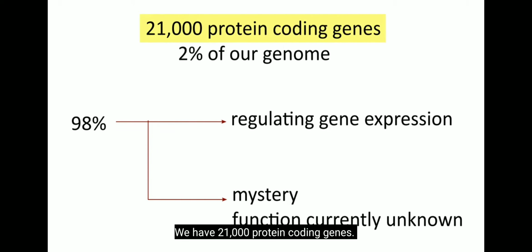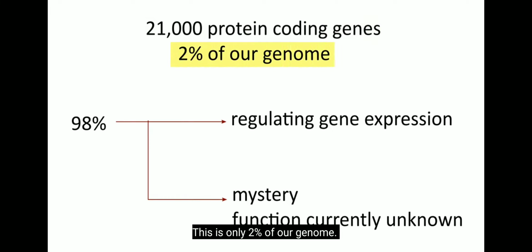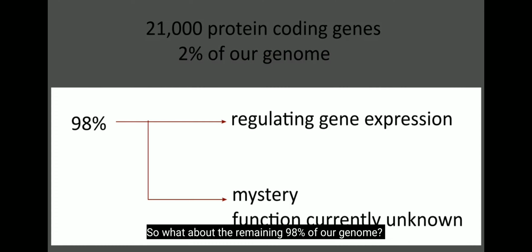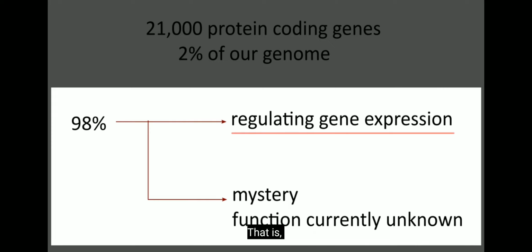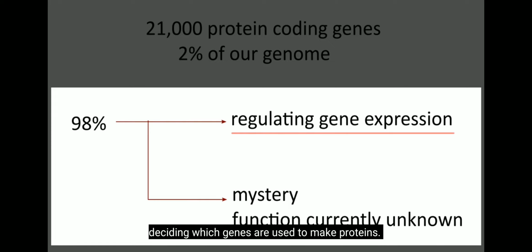We have 21,000 protein coding genes. This is only 2% of our genome. This means that only a small proportion of the DNA in the chromosomes we just looked at actually code for proteins. So what about the remaining 98% of our genome? We know that some of it is important in controlling gene expression. That is, deciding which genes are used to make proteins. But the function of a lot of it remains a mystery.